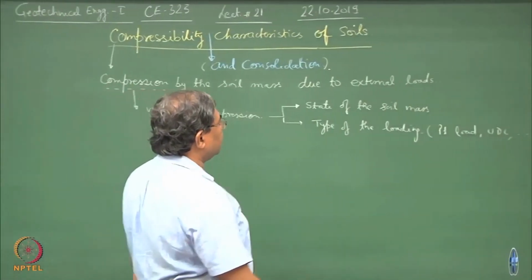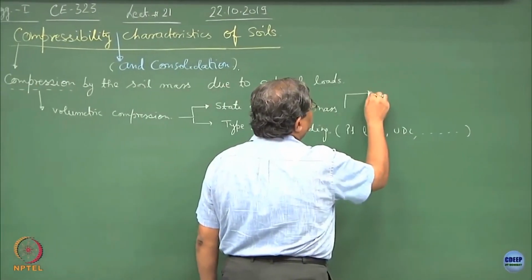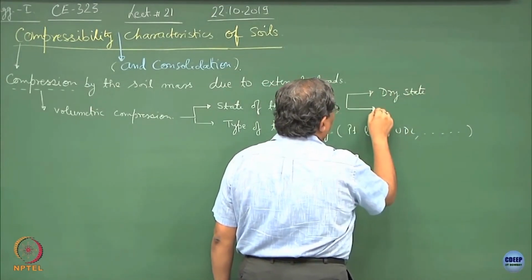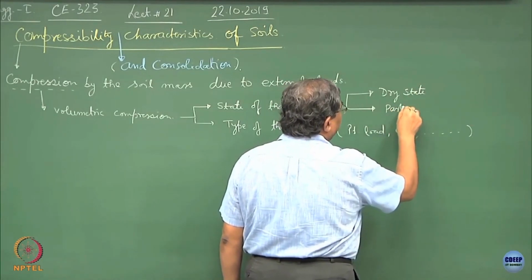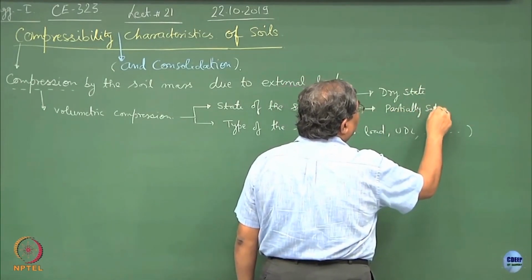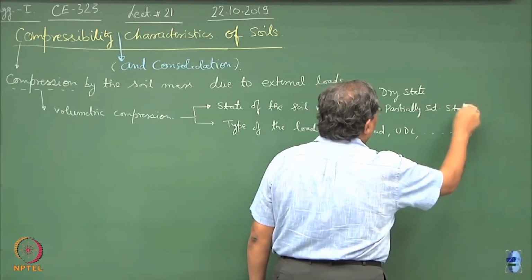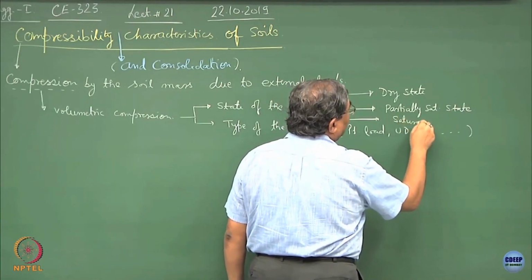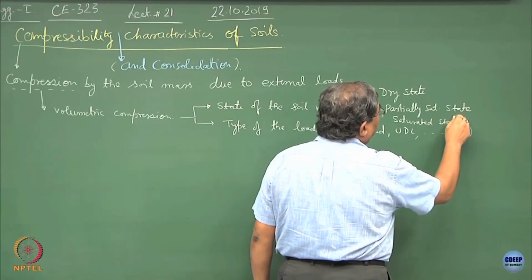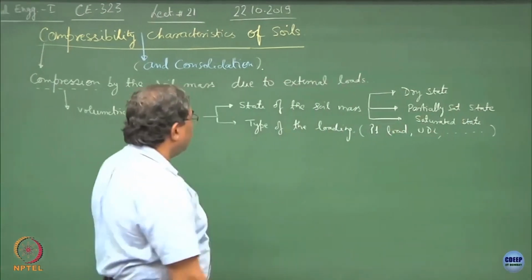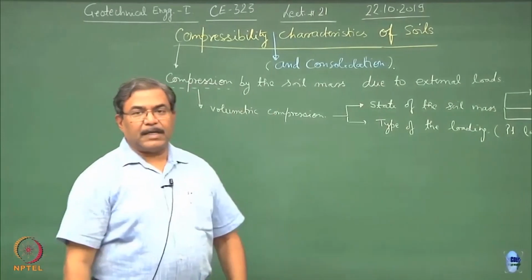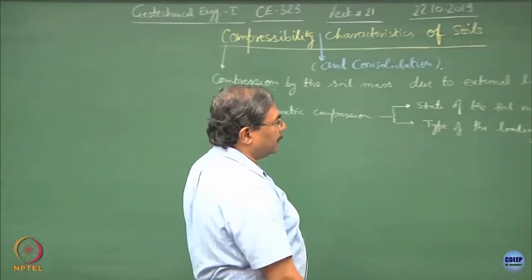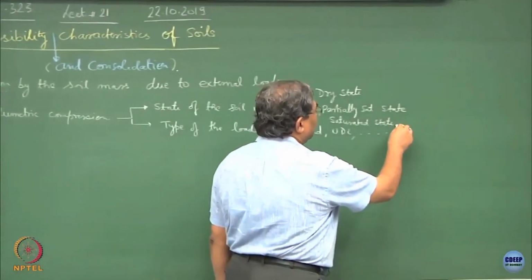Now, as far as the state of the soil mass is concerned, normally we deal with a dry state, it could be a partially saturated state, or it could be a completely saturated state. So, when we define the compression characteristics of the soil mass, it becomes important for us to understand in what state the soil is: dry state, partially saturated state, or the saturated state.